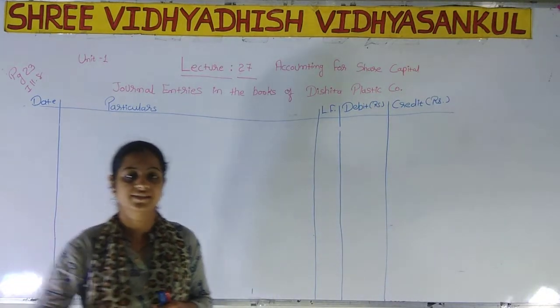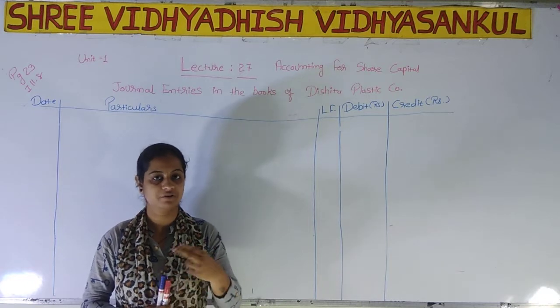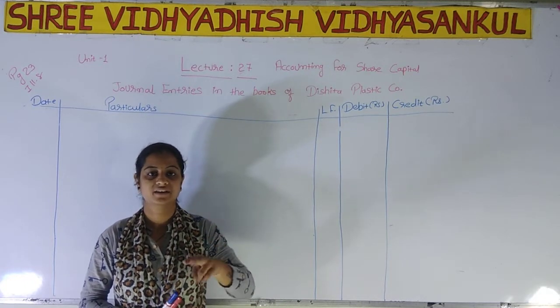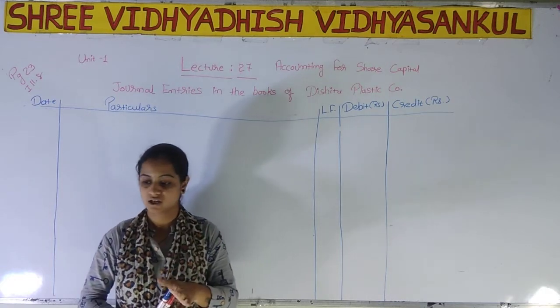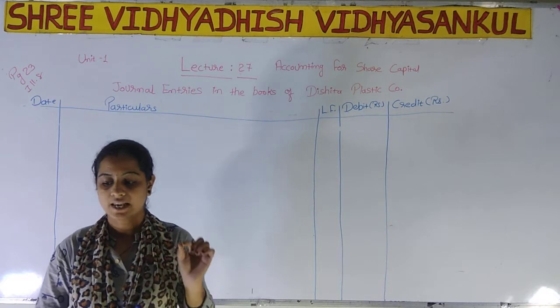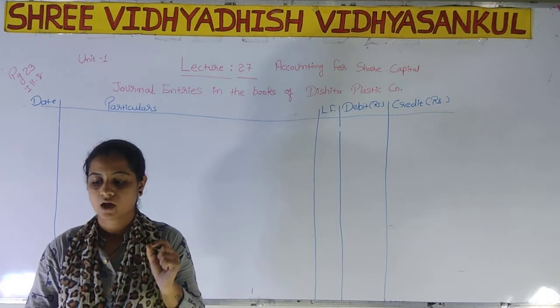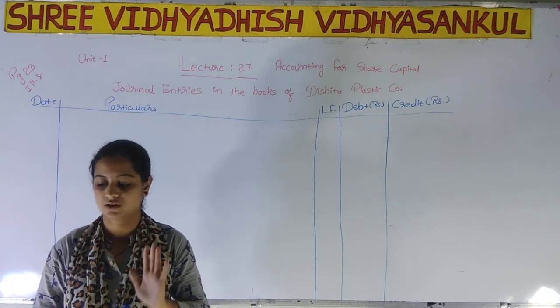So the next entry is for allotment. In allotment there will be 2 entries, demand and receive, right? Here we have to first mention the demand entry, right? See, on which date we are demanding allotment, on 11th September 2017 with allotment ₹3 per share.